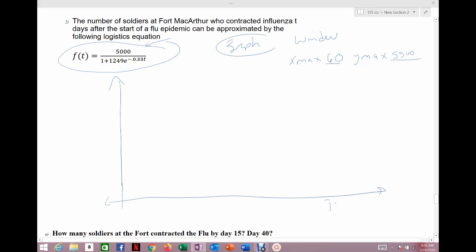Alright, so this would be time in days. This would be number of soldiers with the flu. Alright, I'm just going to kind of mark off its starting point, so that would be the number at the start of the flu season. And then I'm going to mark off my asymptote. Remember, the asymptote's that 5,000, which would be the maximum we expect to get the flu during the flu season.